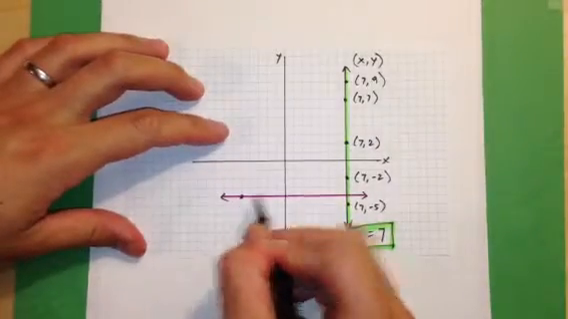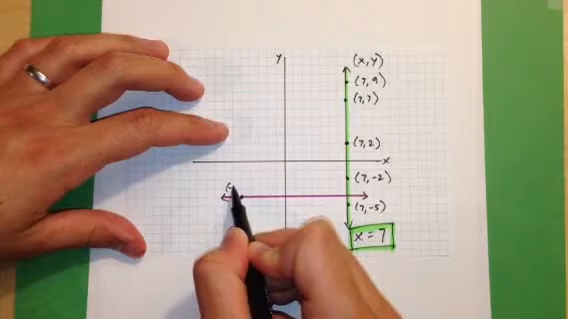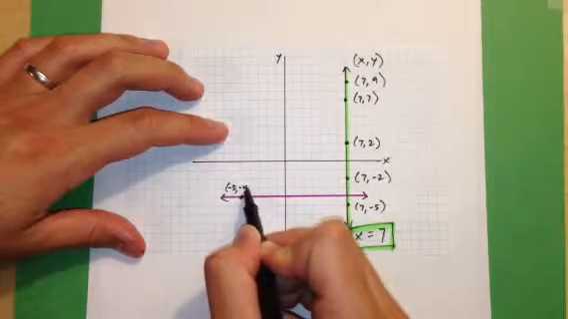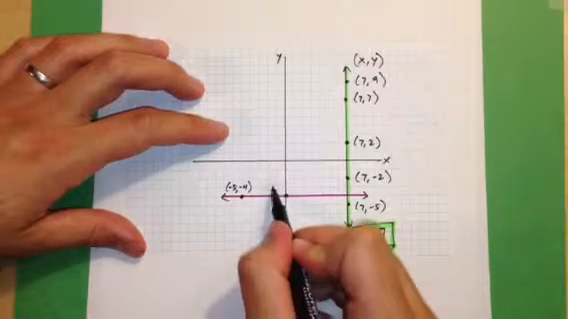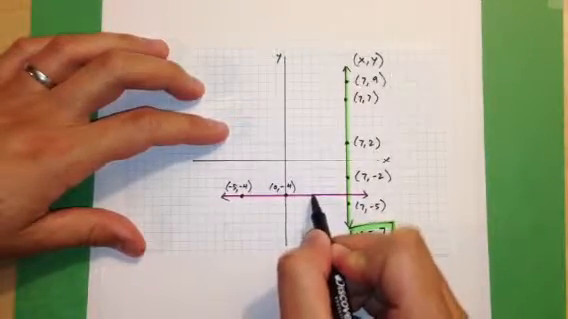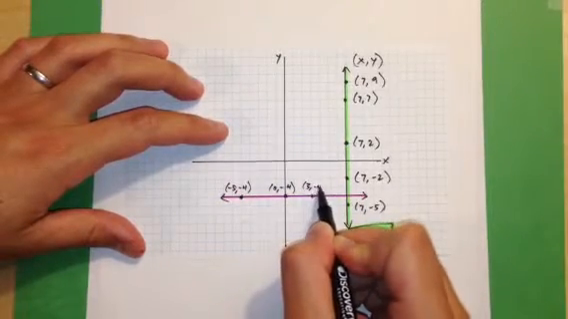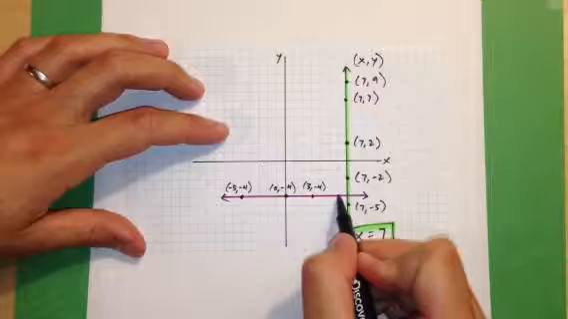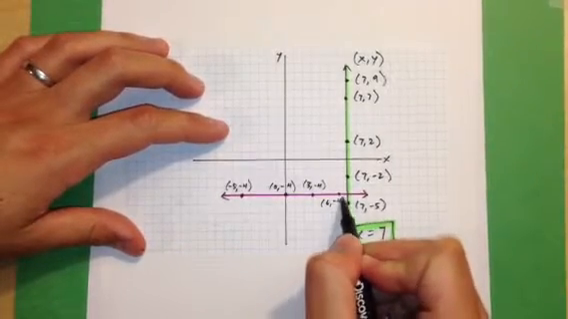Now let's take the horizontal line. Let me identify a few points here. This is negative 5, comma negative 4. This point right here is 0, comma negative 4. This point right here is 3, comma negative 4. This point right here is 6, comma negative 4.